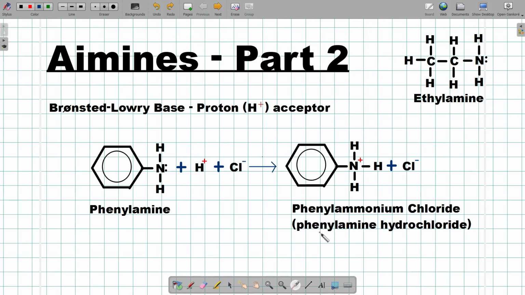You can call it phenylamine hydrochloride as well, but I think phenylammonium is easier because you've got the ammonium here, and you see that the nitrogen is bonded to 3 hydrogens. It makes more sense to me. But you can call it whatever you want. Either one of those two works. And moving on to the next slide.